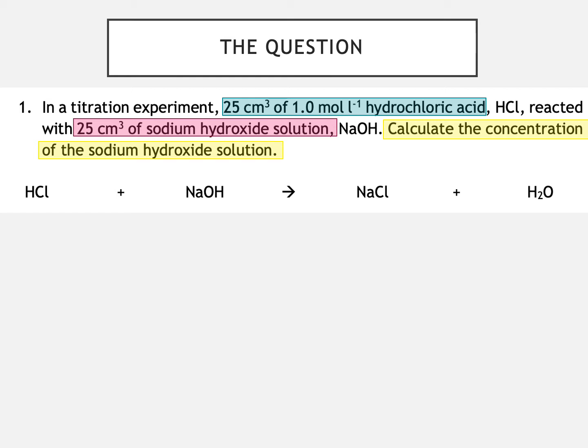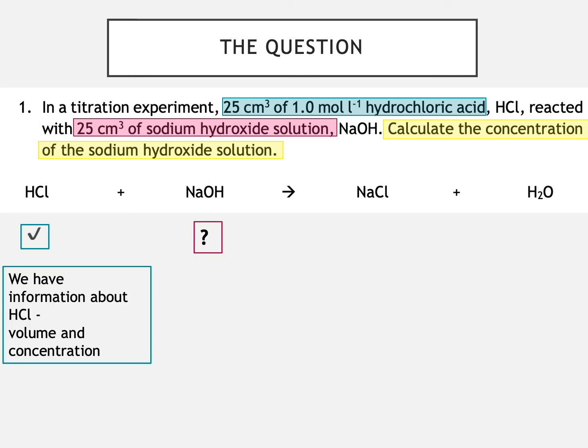So let's digest. Usually I go with a tick and a question mark concept. The tick meaning that we have lots of information about this substance, and the question mark meaning we're going to be asked about it. So let's have a check. Yep, we've got some information about hydrochloric acid. We have the volume and the concentration, and we only have the volume of sodium hydroxide.